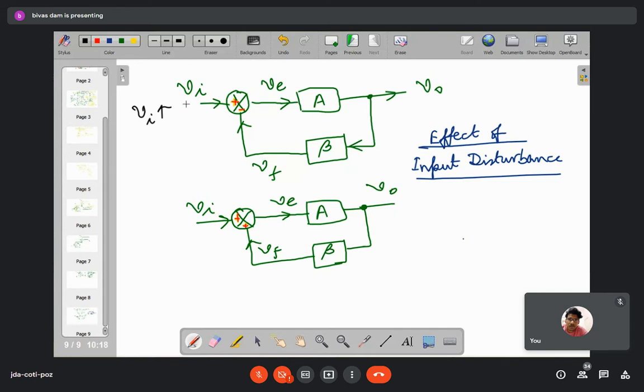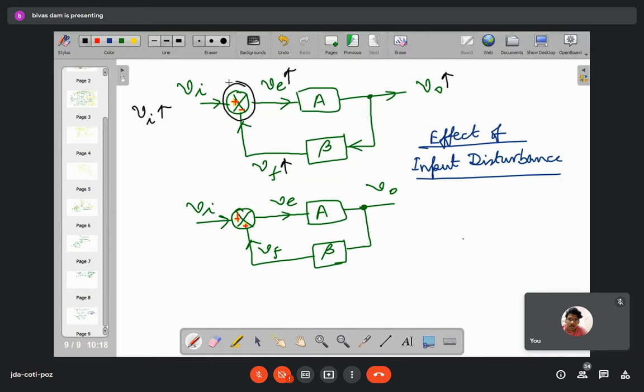If VI increases, what happens to VE? It will increase. If VE increases, what will happen to VO? It will increase. If VO increases, what will happen to VF? It will also increase. Now, due to the increase in VF, what will happen to VE? It will again increase. No. For a negative subtractor, it will decrease.